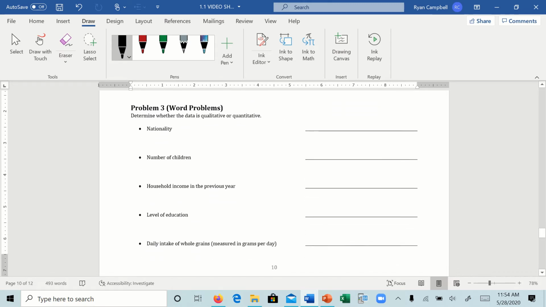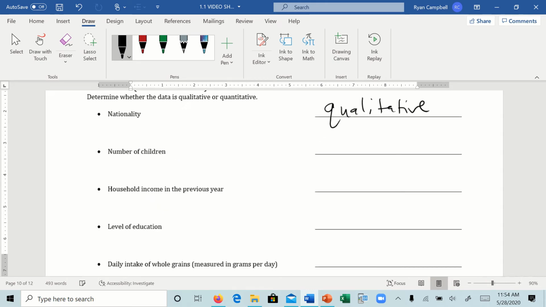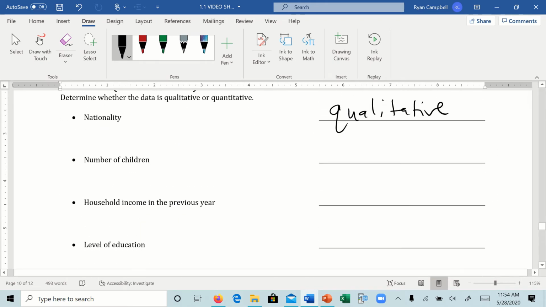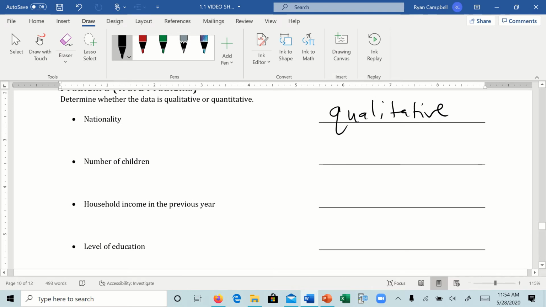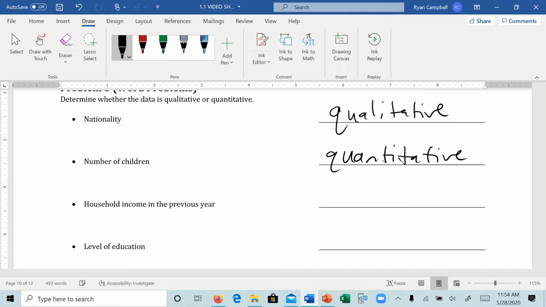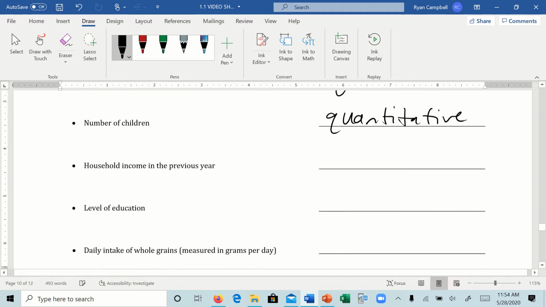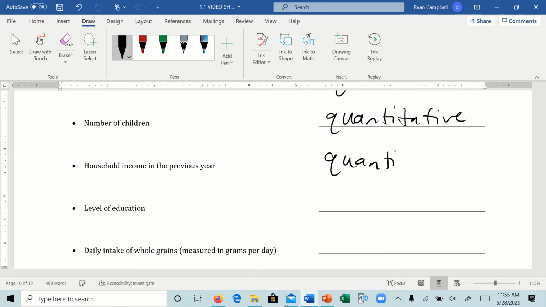So let's look at problem number 3. Determine which one this is. Nationality is a type of category, a classification, so this would be qualitative data. Number of children. Well, this is something that you would count, so it's a number, so we would have quantitative data. Household income per year. Again, this would be a number that you can add and subtract, so quantitative data.